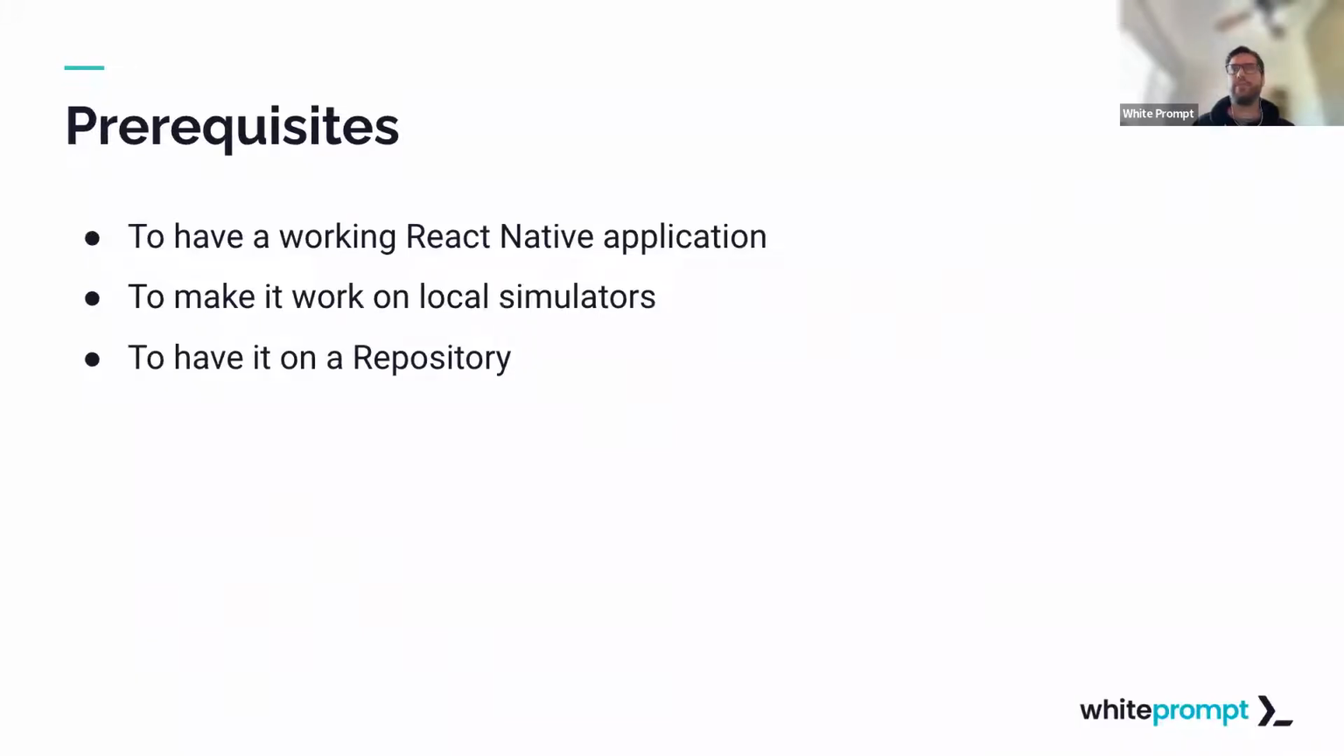So there are some requirements. To have a working React Native application, maybe it's silly, but we need to ensure that the application is working and running, to make it work in Docker simulators, and to have it in a repository. This is important: the application must be running and working properly, in order to do the build and to understand whether it is the build or the application itself that is failing.